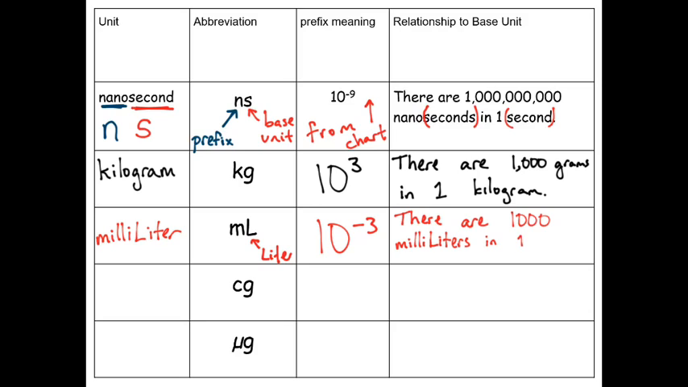What if somebody said there are 1,000 liters in 1 milliliter? That would be wrong, exactly, because a liter is pretty big, a milliliter is really small. So the order is important, huh? All right, now we've got CG next. Braylon, what do you think CG might stand for?